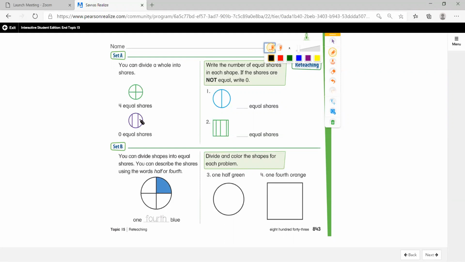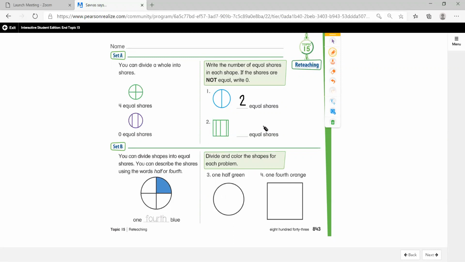In number 1 and number 2, you should have written the number of equal shares. If the shares are not equal, it told us to write 0. Number 1, I can see that my pieces are the same size, so I know they are equal, and I can count 1, 2. So you should have written 2 equal shares.